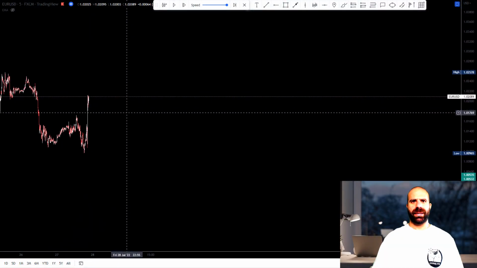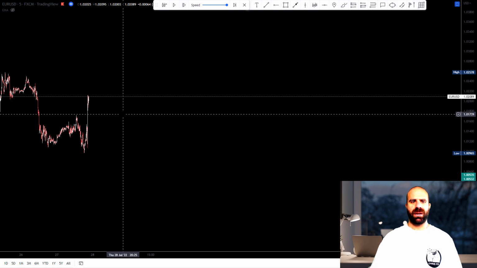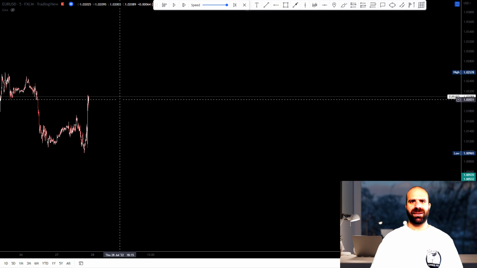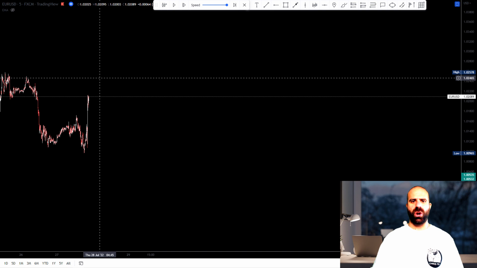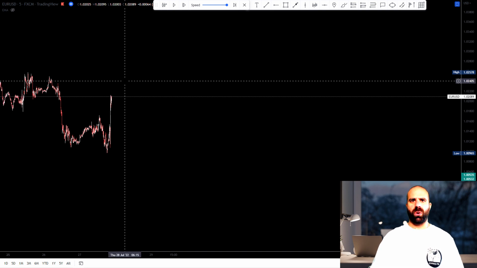And here we are again on Euro US dollar. We are on the 5-minute time frame. Just press 5 and enter. We have a naked chart, no indicators on this occasion. Things are pretty straightforward with this 5-minute scalping strategy.